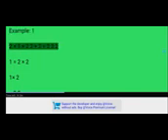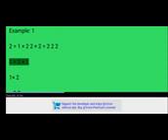Rationalization of denominator. We remove a surd from the denominator using its conjugate or standard method. Example, 1 over root 2 equals 1 times root 2 over root 2 times root 2, which equals root 2 over 2.